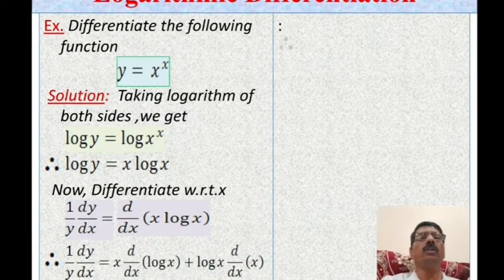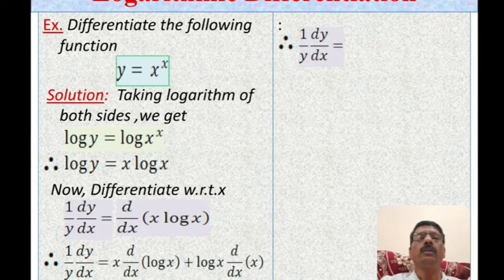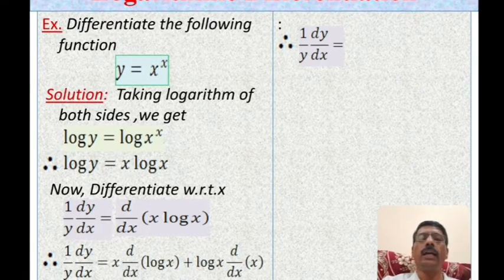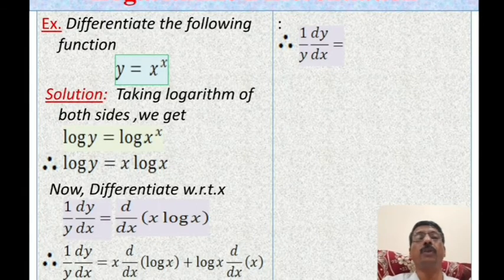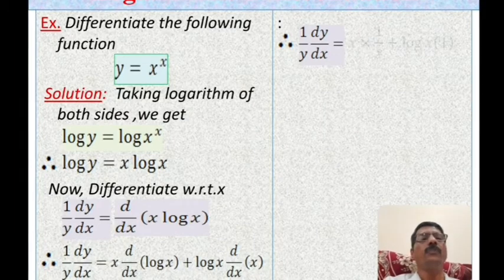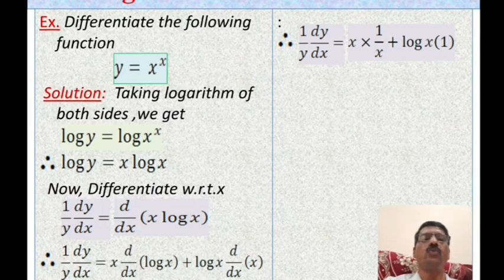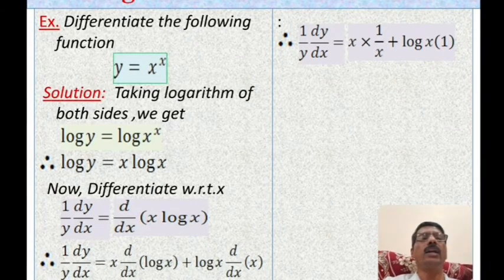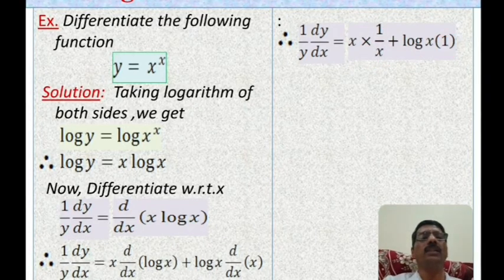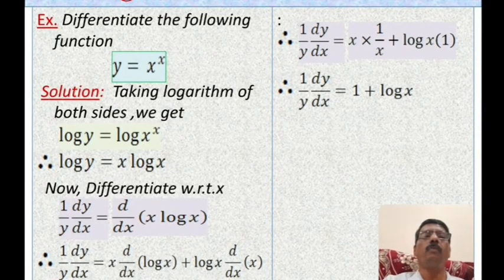Okay, and therefore the next step becomes 1 upon y dy by dx equal to, here in the right hand side x into derivative of log x, which is always equal to 1 upon x. Therefore the derivative is only 1 upon x. Okay, and therefore that is x into 1 upon x plus log of x into derivative of x, that is 1. Okay, simplify here, x and x cancel, only remaining is 1 plus log of x, and therefore 1 upon y into dy by dx equal to 1 plus log of x.